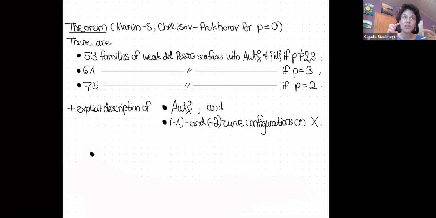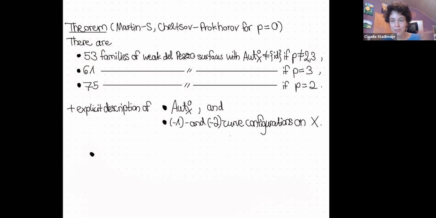Of course, this depends on the chosen realization of X as a blow-up of P^2. And we could determine the configurations of -2 and -1 curves on X explicitly. Later, you're going to see an example and all the classification tables where you see all the automorphism groups and all the curve configurations. And now at this point, you might have wondered why there are more families in small characteristics than there are in big characteristics. This has basically two reasons. The first one is that if we fix a configuration of -1 and -2 curves, sometimes there are more weak del Pezzo surfaces with this precise configuration in characteristic 2 and 3 than there are in characteristic 0.